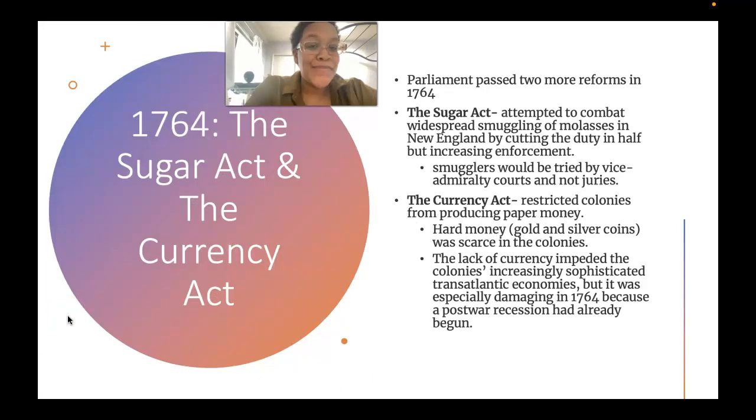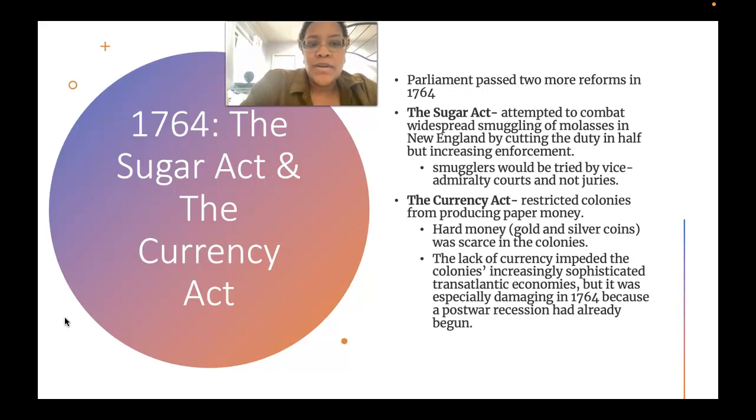Just 1 year later, you have Parliament passing 2 more reforms in 1764. So we see the Sugar Act as well as the Currency Act. The Sugar Act attempted to combat this kind of widespread smuggling of molasses in New England by actually cutting the duty in half. And when we say duty, we simply mean a tax that is placed upon goods that are imported or exported. That's it.